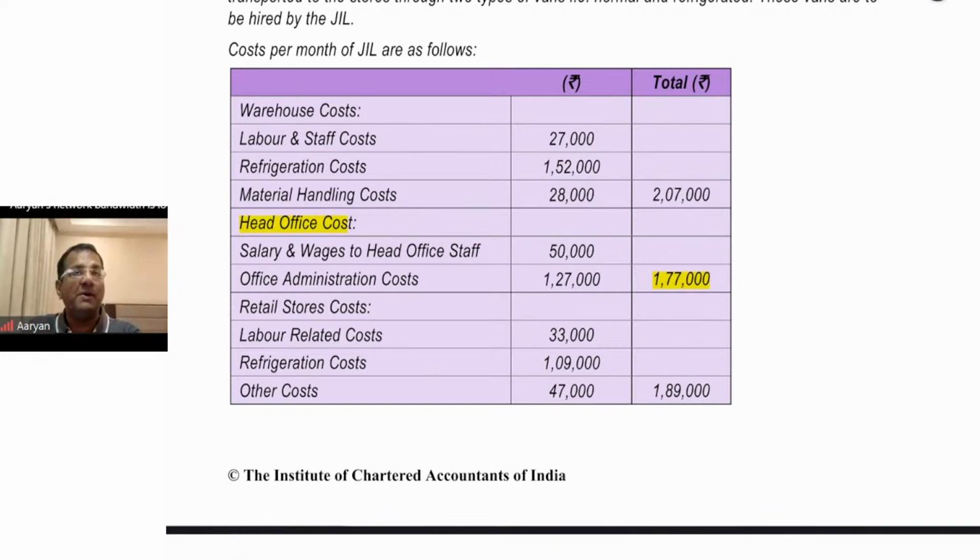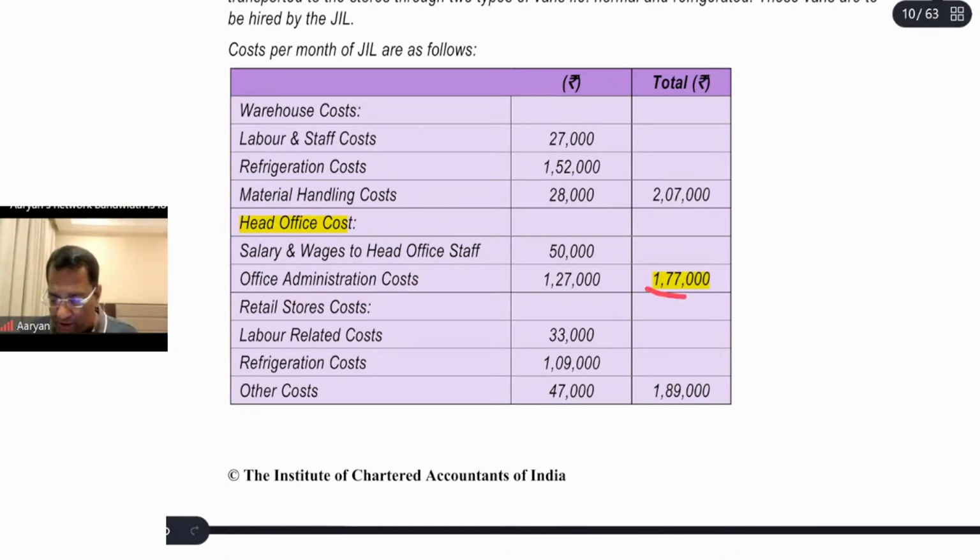Forget about step number 1. In step number 2, we require 3 costs. Warehouse cost, it is given here. This is warehouse cost. We require second, transportation cost, not given in this statement. And the third, we require retail store cost. Nowhere in the calculation of DPP do we require the head office cost.